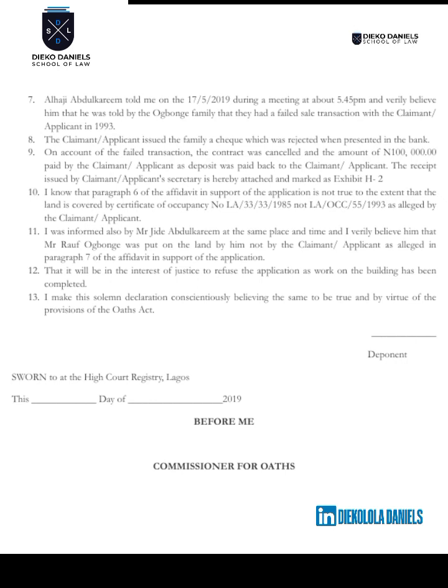Then your last two paragraphs should now be that it is either going to be against the interest of justice to grant, or it will be in the interest of justice to refuse. And then the last paragraph: you make this solemn declaration conscientiously, believing same to be true and by virtue of the provisions of the Oath Act. Also, you are narrating a story for us from the beginning to the end, and make sure one paragraph contains one story. If there is any evidence to that paragraph or the facts stated in that paragraph, you should attach it and mark it as exhibit so and so. Simple. You sign as deponent, sworn to at the High Court Registry, Lagos, and dated this day before me, Commissioner of Oaths, and we are done.